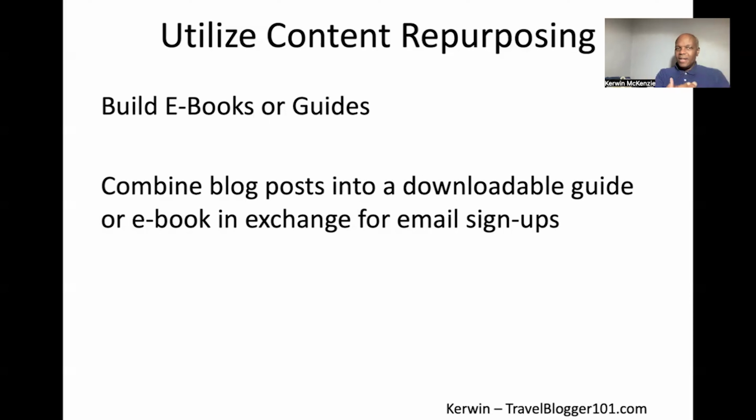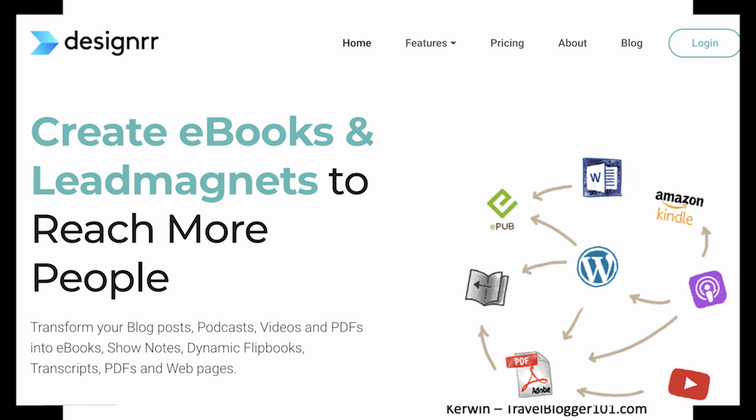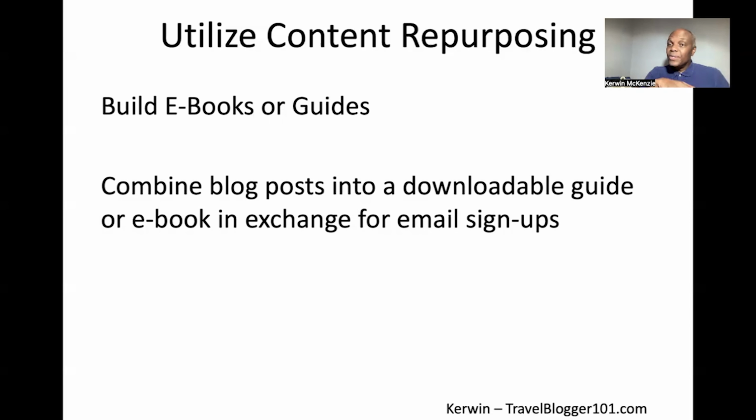Guidebooks and ebooks. You can take the content that you've already created on your blog. You can create an ebook on that, and then you can use that ebook for people to sign up for your newsletter. You can even do a guide based on the content that you've already produced. So you produce the content once, and now you're doing repurposing, you're doing ebooks, you're doing a guide, you're doing YouTube videos and Reels, just from the one piece of content that you create.